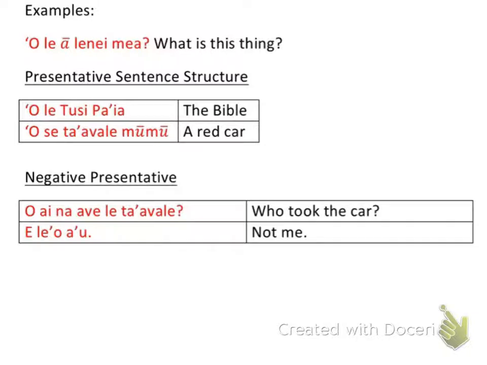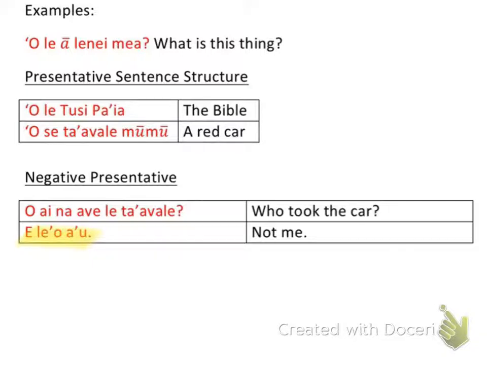So let's talk about the negative presentative. This is the same thing, but the opposite. I'm negating my noun phrase or my noun, okay? And so let's say someone said, who took the car? Whoops, let's use a highlighter. "O ai na ave le ta'avale?" So let's say someone asked that and it wasn't you, you're just like, it's not me. Well, you would negate the noun phrase and you would say, "e le o a'u".